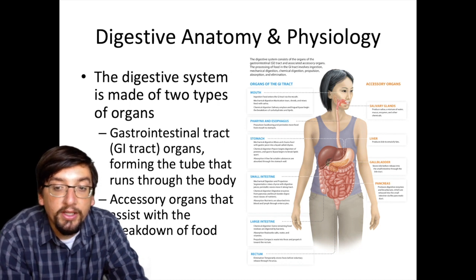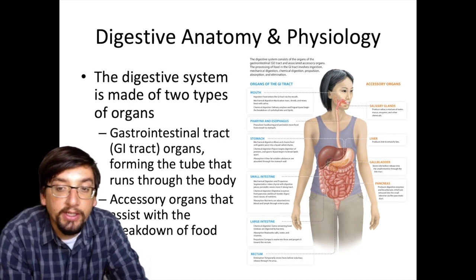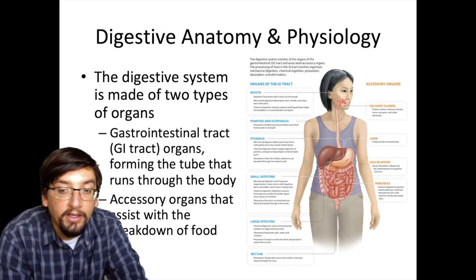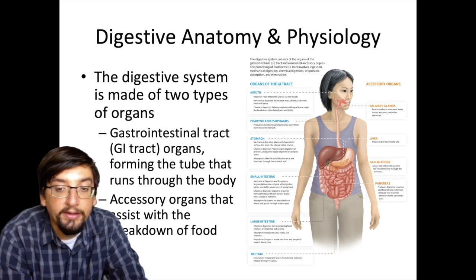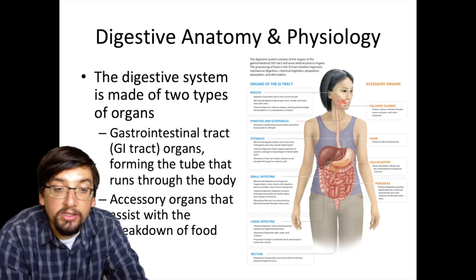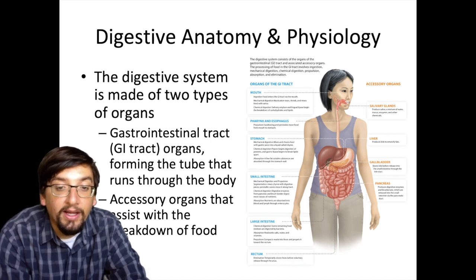Then in orange on the other side of the diagram, you can see the accessory organs. That includes the salivary glands, which secrete saliva, your liver, which secretes bile, your gallbladder, which actually excretes the bile into your digestive system, and the pancreas, which secretes digestive enzymes. Technically, things like your teeth and your tongue are also accessory organs.